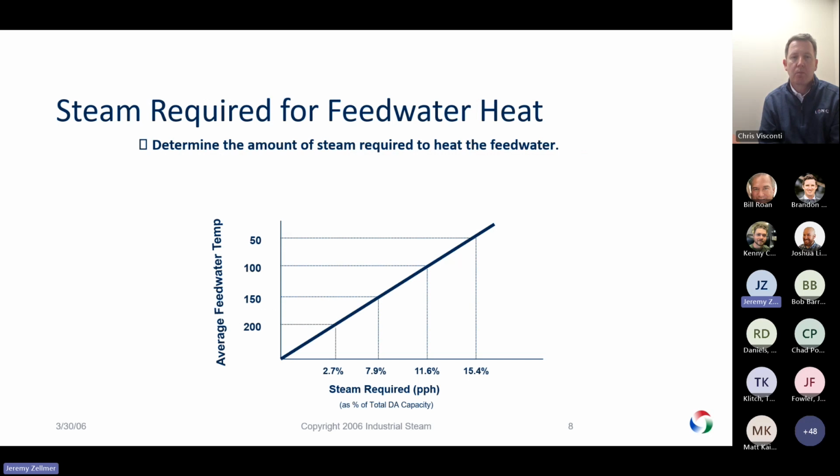Steam required for feed water heat. Determine the amount of steam required to heat the feed water. Obviously, one of the reasons why we're asking you for that average feed water temperature of condensate makeup coming back is so that we can get a pretty good idea of how much heat we're going to need, and how many pounds per hour we're going to need out of the boiler to heat that water up, so that can go into the calculation of what we're going to need total.